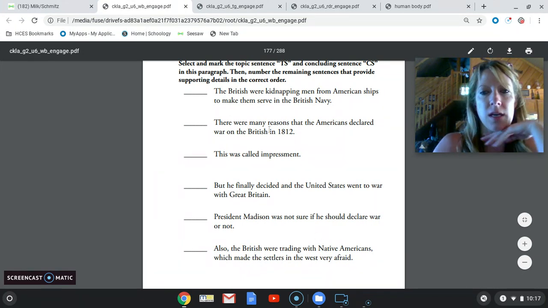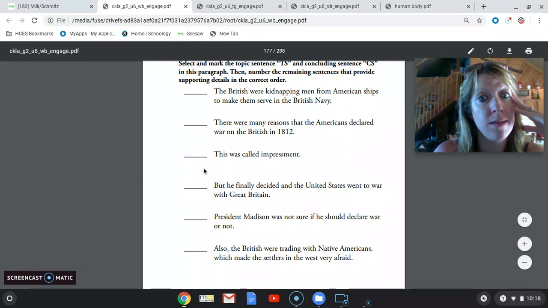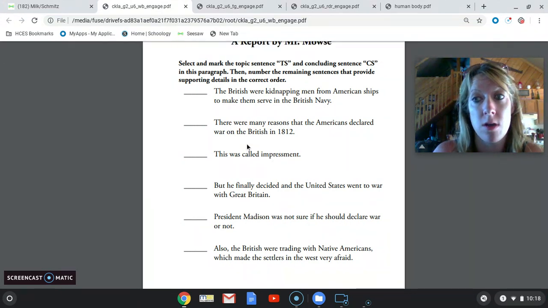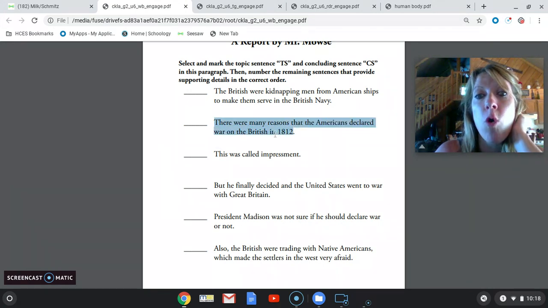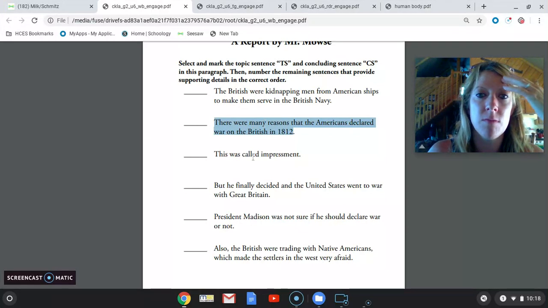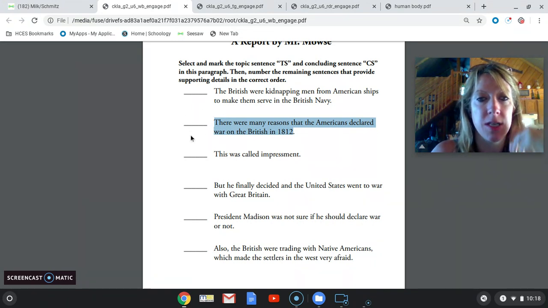So we want to start by looking and thinking which one would start our paragraph. As I'm looking at it, I think a good one that would start off our paragraph, a good topic sentence, is right here. There were many reasons that Americans declared war on the British in 1812. That kind of sets us up, and then all the sentences underneath would be the details or the reasons why we would declare war on the British in 1812. So right here, we should put TS for topic sentence.